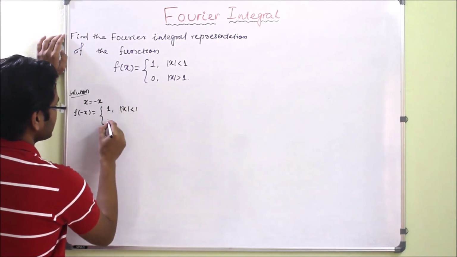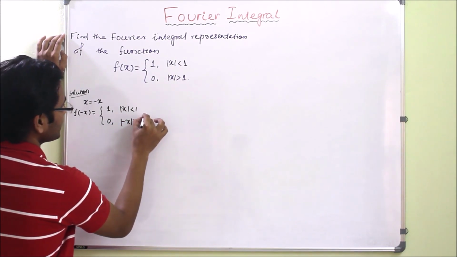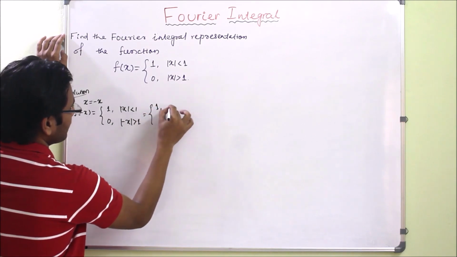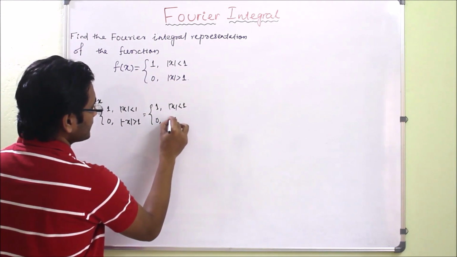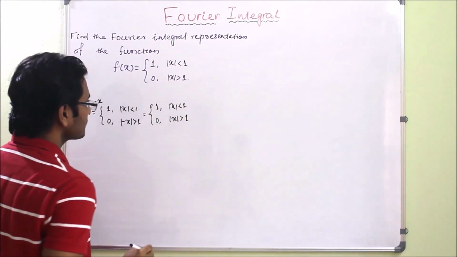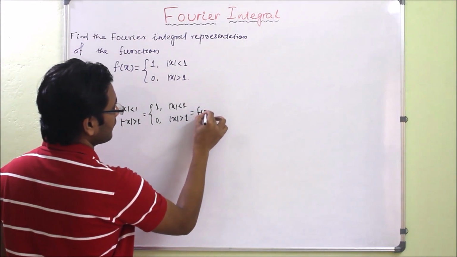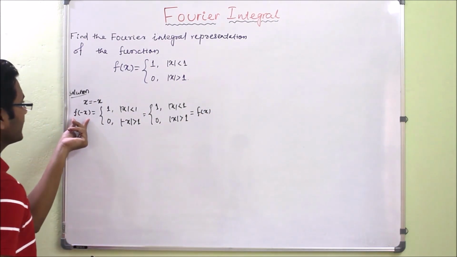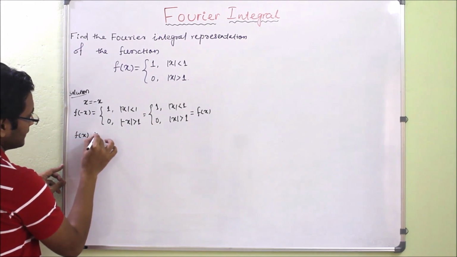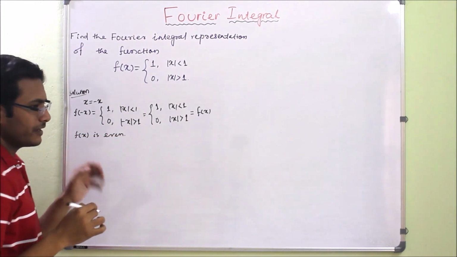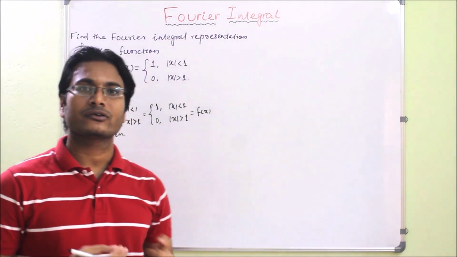So here we can take minus x; mod x is less than 1 gives 1, and 0 when mod x is greater than 1. So what is this? This is again f of x. So we saw that f of minus x is f of x. If that happens, then we say that f of x is even. So if f of x is even, then what do we do? Then we use the Fourier cosine integral.